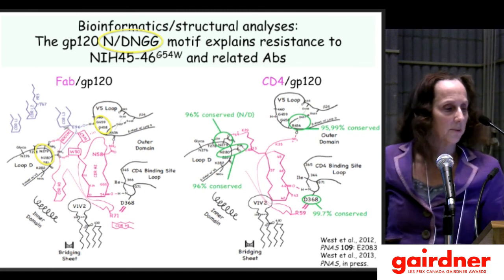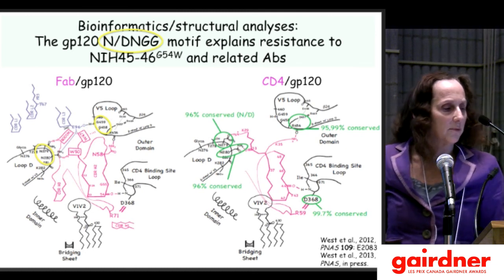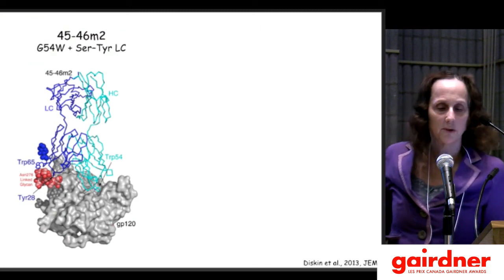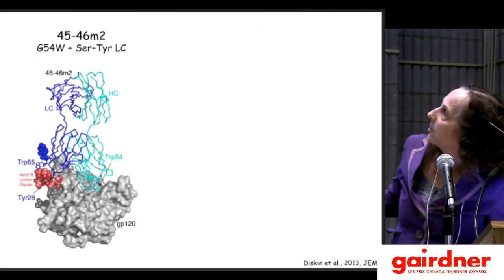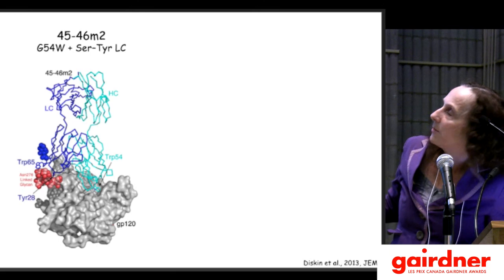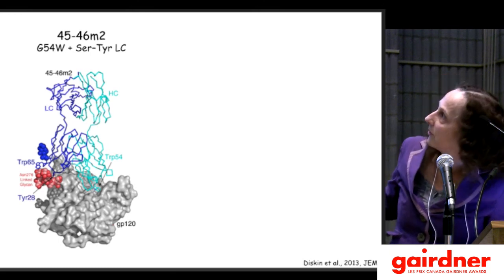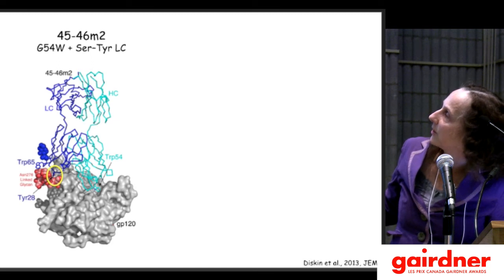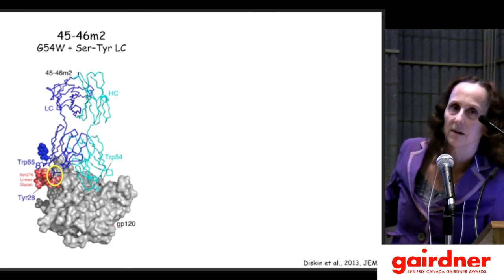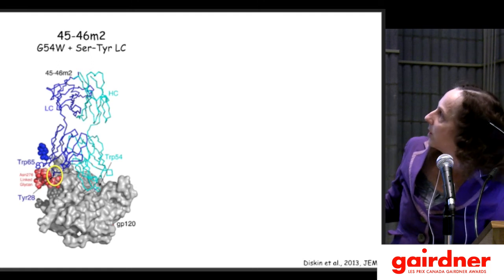So what to do about that? Well, what Ron did was he went and made 2 further mutations. These are 4546 with the W in it. It's got the tryptophan in it, but he made 2 additional mutations. So it's got G54W. The first one is a serine to a tyrosine mutation on the light chain. It increases the interaction with a carbohydrate on the GP120.